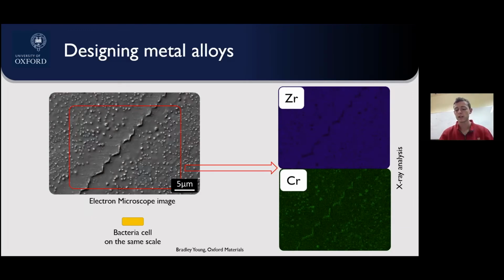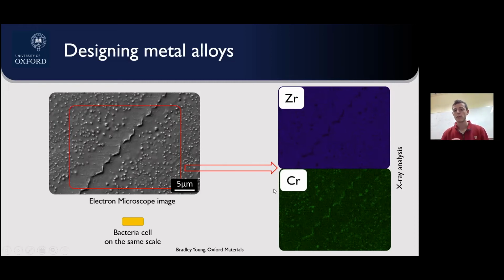So this is something we do. We make these new metals. They're called alloys when we mix two different metals together, or more than two different metals together. But in this case, we're mixing two together. Mostly zirconium, which is this top one, Zr, and we mix in with it some chromium as well, which is this bottom one.